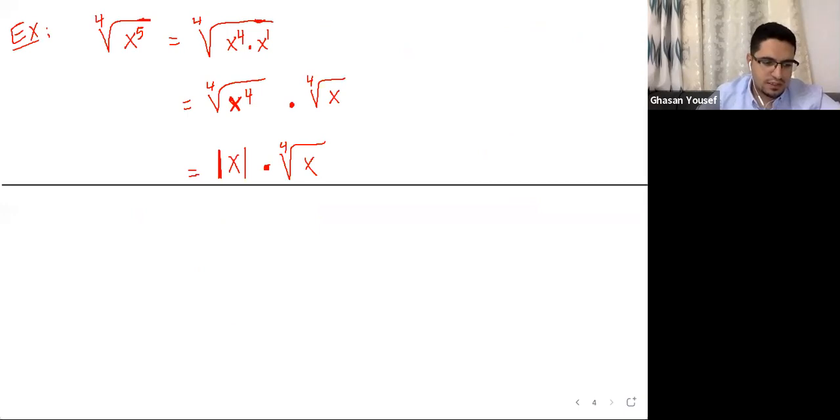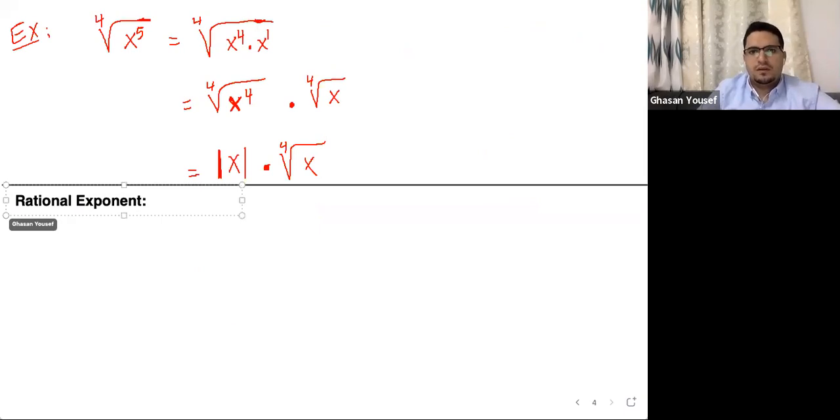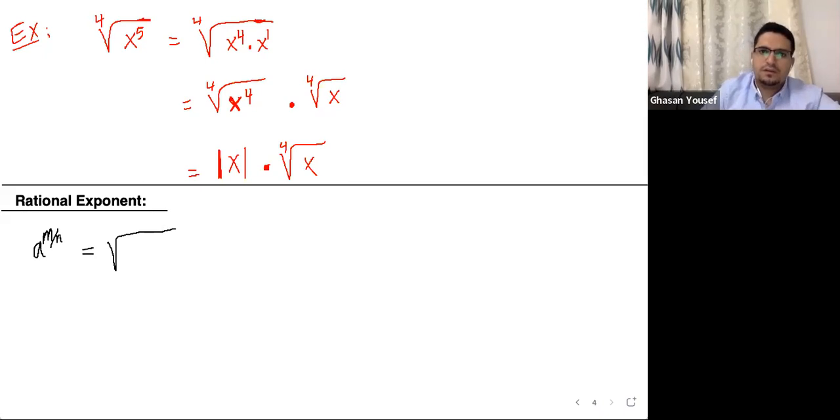Okay, so the rational exponent now. The second part of this section is the rational exponent. So we talked about radicals in the beginning, now the rational exponent. This section talks about something like this: a to the power m over n. I have to make it in radical form as the nth root of a, to the power m.